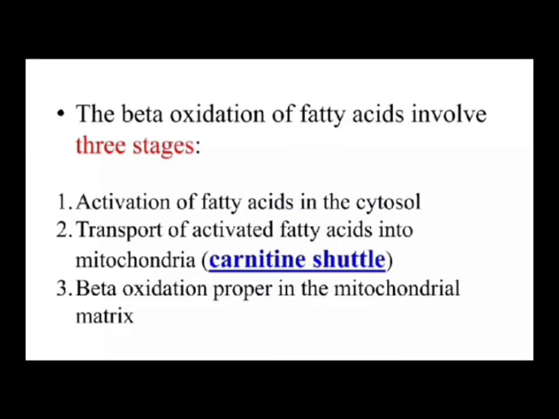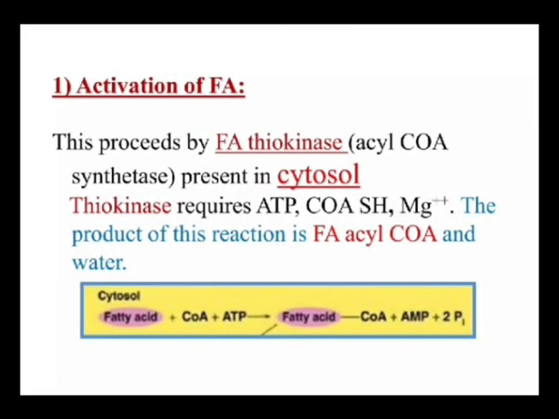1. Activation of fatty acids in the cytosol. 2. Transport of activated fatty acids into mitochondria, carnitine shuttle. 3. Beta oxidation proper in the mitochondrial matrix. 1. Activation of FA. This proceeds by FA thiokinase, acyl-CoA synthetase. Present in cytosol. Thiokinase requires ATP, CoA-SH, Mg++.